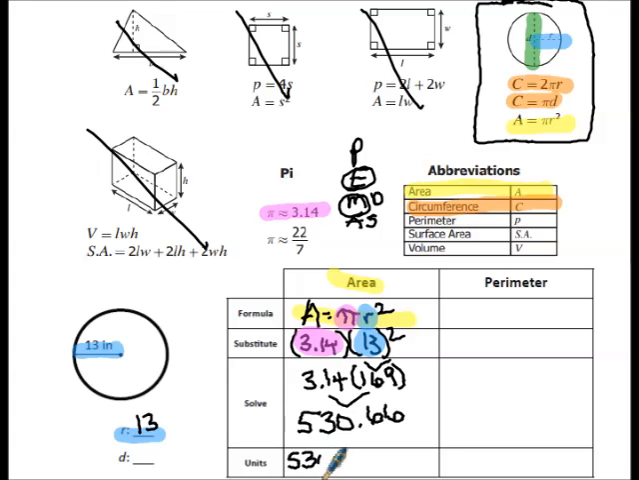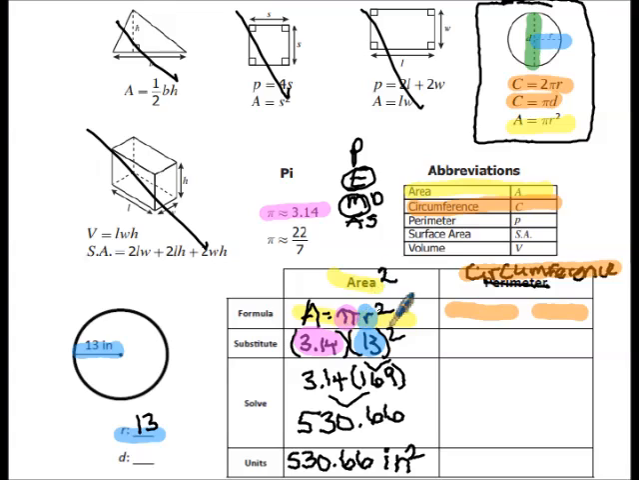So 530.66 inches, but area is going to be how many squares cover that shape, and your answer, or units, is going to be in inches squared. Now, perimeter of a circle has a special name called the circumference, and the circumference is the distance around, or the perimeter of that circle. So if I take a string and go all the way around the circle and then lay the string out flat, I can measure that with a ruler.